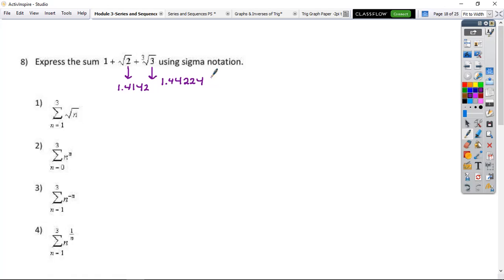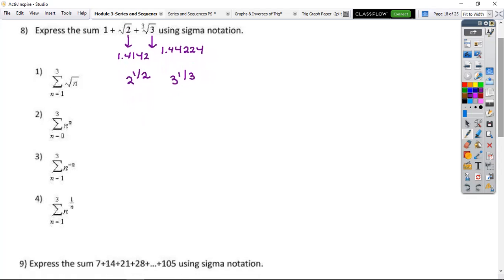When something is written as a square root, does anyone remember that a square root is the same thing as the 1/2 power? So that's 2 to the 1/2. Same thing with this. A cube root is raised to the 1/3 power. If you look at how we just wrote those, look at choice 4. That is your answer. So it's 1/n.